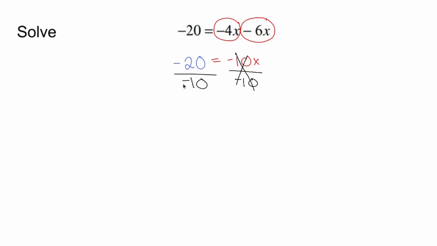Negative 20 divided by negative 10 is a negative divided by a negative, so it becomes a positive, and 20 divided by 10 is 2. So 2 equals x. Now you can box that in, and most teachers would be like, that's perfect, you're done.